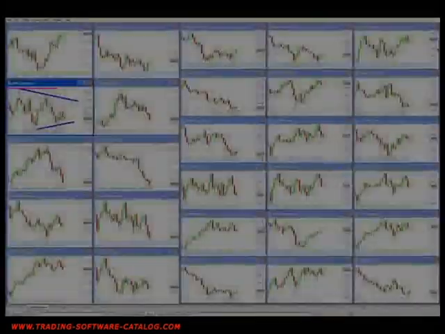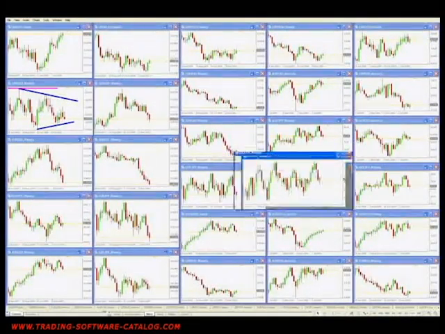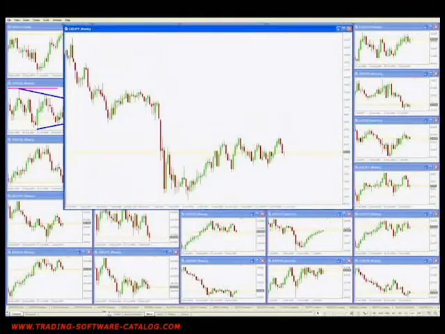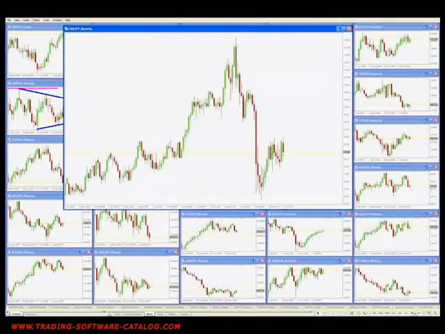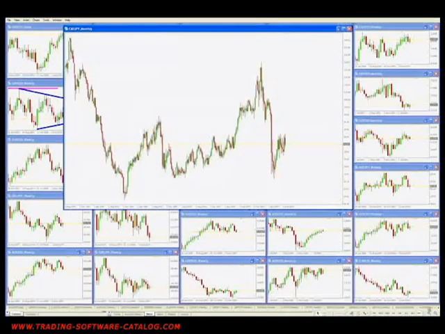Alright, next one up, any random chart, this one for example, the Canadian dollar against the Japanese yen. Let me expand that out. Let's begin with the monthly time frame as usual. Let me zoom out just to take a look at the longer time perspective. Okay, this is the monthly time frame.